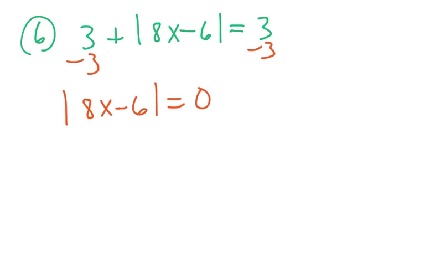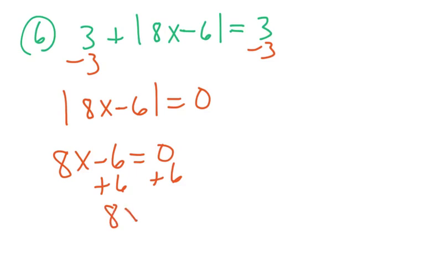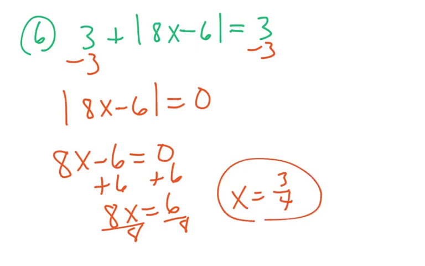Now, you might stop and think, well, can it ever be 0? Actually, it can, because remember, 0 is neither negative nor positive. So, 8x subtract 6, set it equal to 0. Now, obviously, you cannot set it equal to negative 0. Don't work that way. Add 6 to both sides. 8x is equal to 6, divided by 8. Therefore, x is equal to 3/4. And that takes care of our section on absolute value equations.